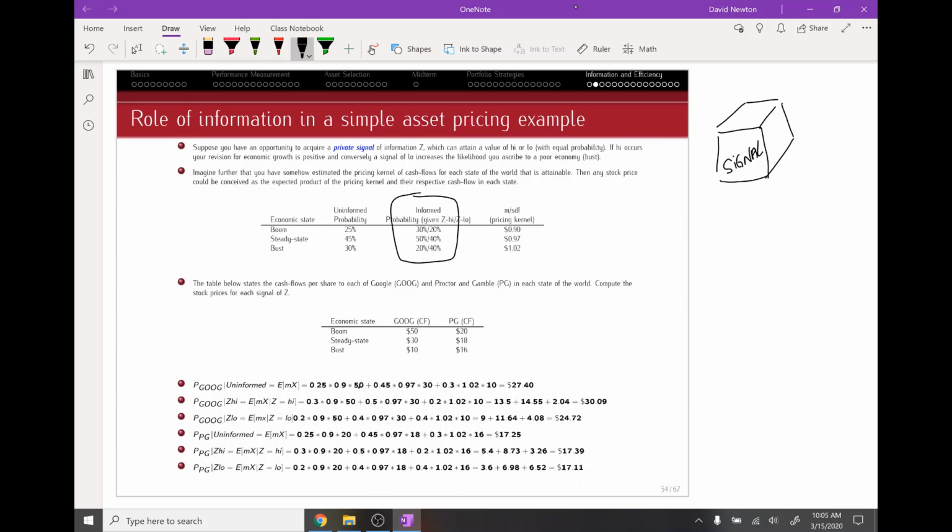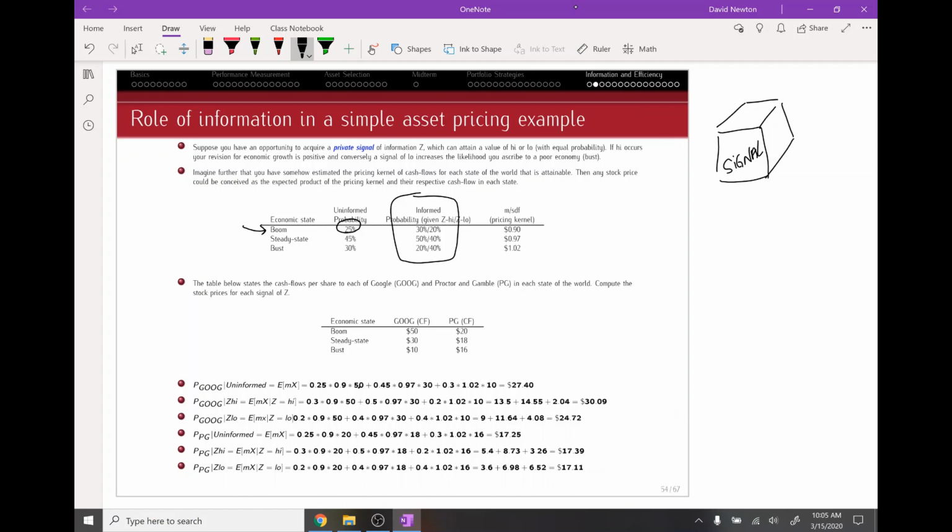Now this box is not perfect. You'll notice that in the case of a boom state, for example, the uninformed player thinks that that happens 25% of the time. Where would that number have come from? Very possibly from looking at historical information. So it could be the case that they've said, look, in the last 20 years, we've had 5 years in which there's been a boom. And so just taking 5 years over the last 20, then we could say 25% of the time we've experienced a boom.